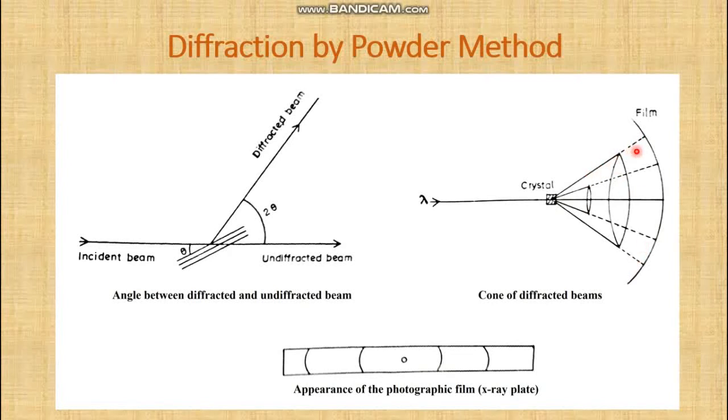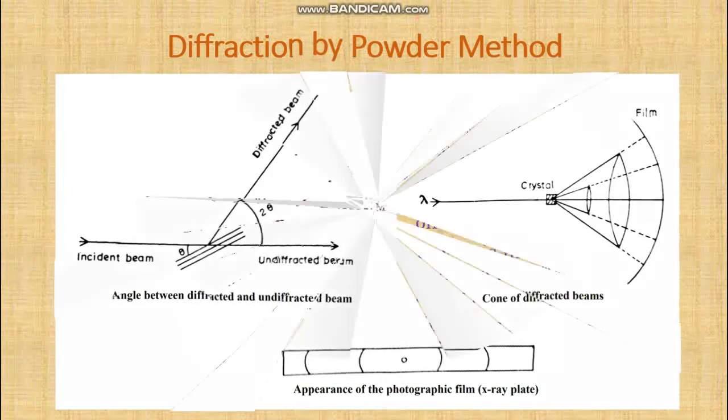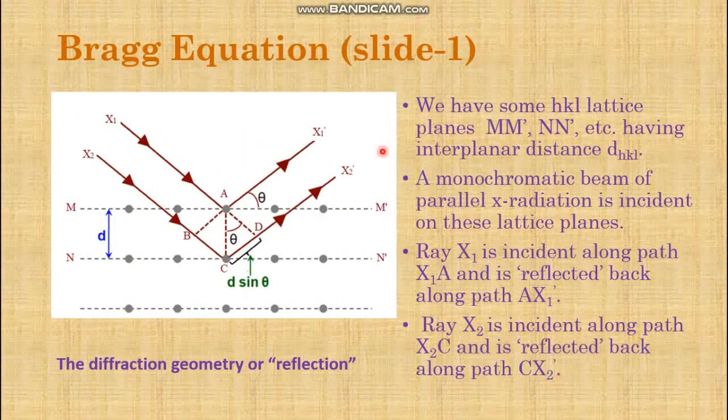These are the conical diffracted beams, and when the X-ray is allowed to pass through the X-ray plate, this type of spots are obtained. So they can be easily analyzed to get an idea about the crystal. Now let us move on to the Bragg equation. Here I have used 3 to 4 slides for discussing the Bragg equation. This picture would be repeated in all the slides, but when you take notes, only one picture would be sufficient.